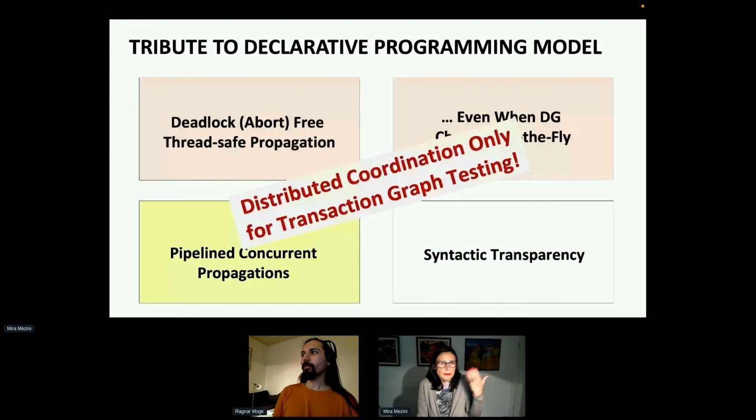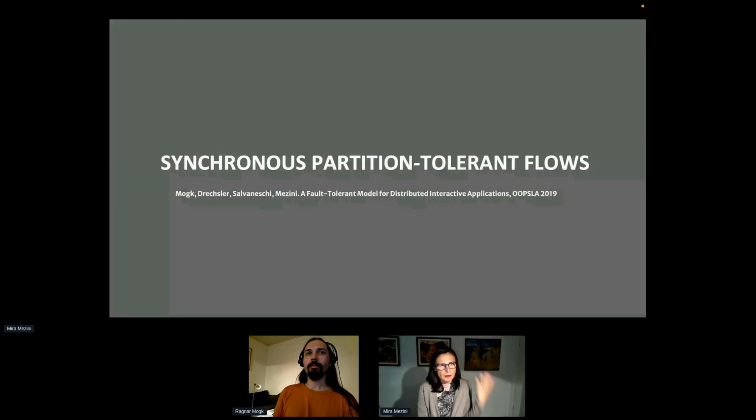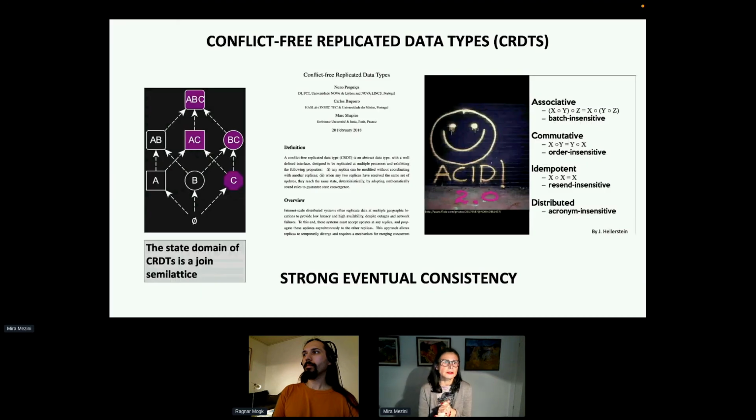Nevertheless, no matter how minimal the coordination needed is, it goes against availability, or this offline availability that Ragnar mentioned. So for this purpose, we also support partition- or fault-tolerant flows. And the faults I am talking about are network partitions and also crashed devices, any number of them. For this, we make use of conflict-free replicated data types, CRDTs.